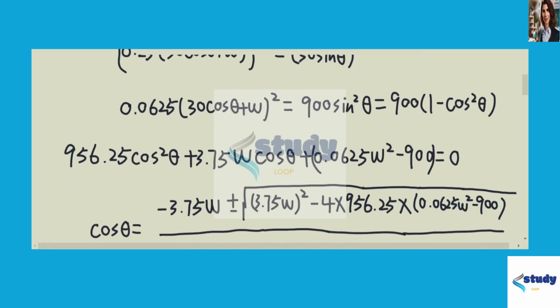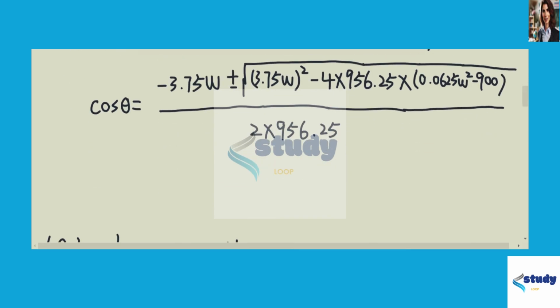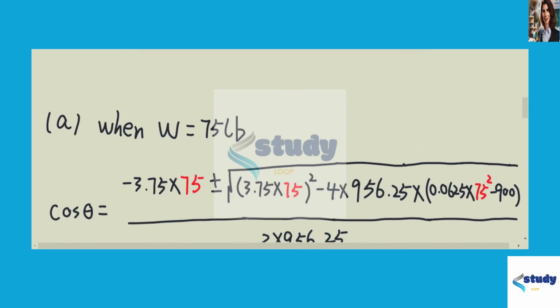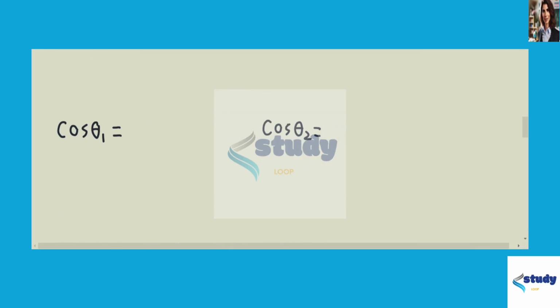If we apply the quadratic formula, we have cosine theta equal to negative 3.75 W plus or minus the square root of (3.75 W) to the power 2 minus 4 times 956.25 times (0.0625 W squared minus 900), all over 2 times 956.25. Therefore, when W is equal to 75 pounds, if we plug in, we eventually have cosine theta 1 equal to 0.62, and cosine theta 2 equal to negative 0.92.